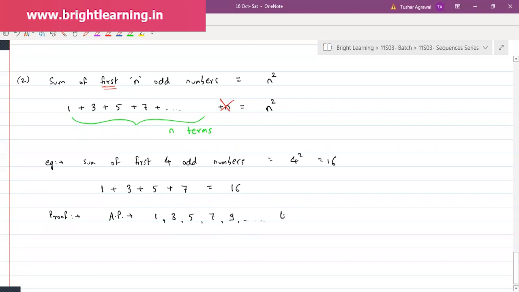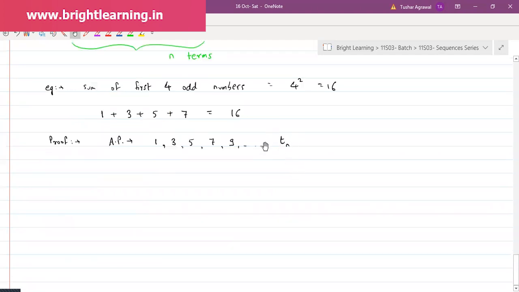Last term I said don't know, let me represent it by Tn, the nth term. Last term is not n. Keep that in mind. So sir, first term is 1, common difference is 2, and number of terms is equal to n only.